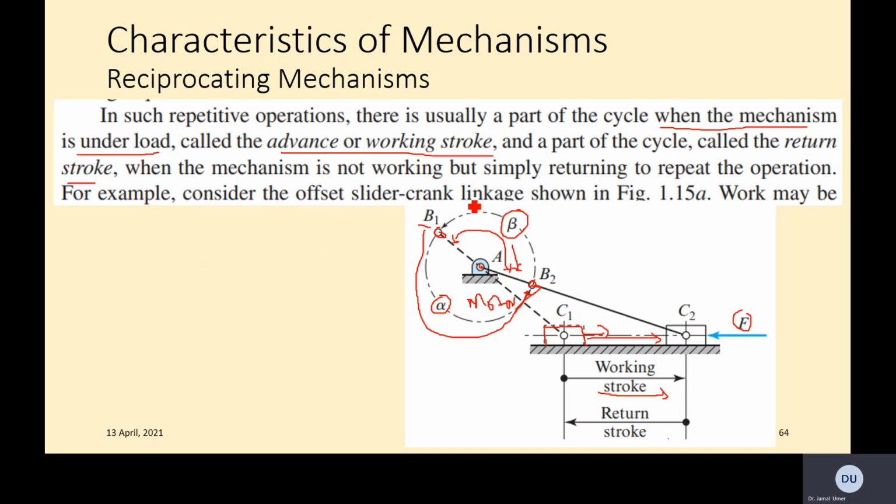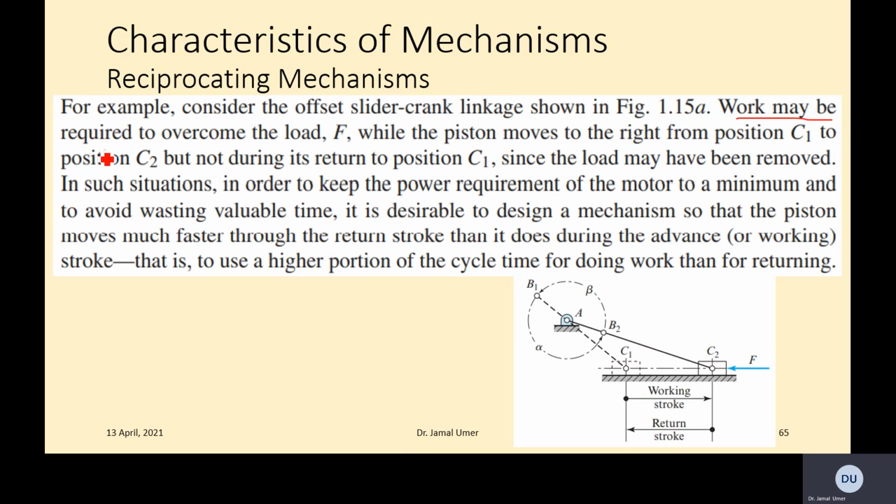For example, consider the offset slider crank linkage. This is one of the offset slider crank linkages shown in figure 1.15a. Work may be required to overcome the load F. This is the load, which is F. So you have to do some work to overcome this load while the piston moves to the right from position C1 to position C2, but not during its return to position C1. When it's returning from C2 to C1, it's not doing any work. So it's more like a loss of power. But you have to do that because it's a cyclic operation.